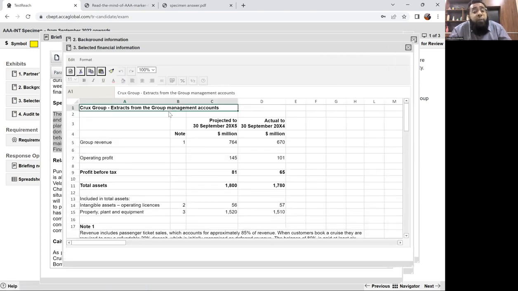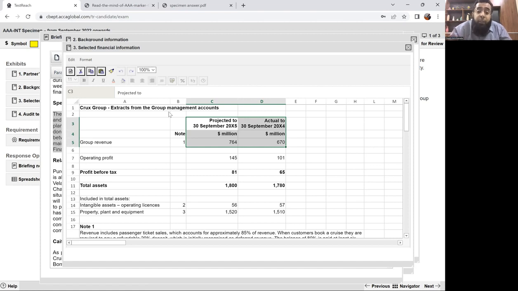Now, Crux Group extracts from the management accounts projected to 30th September 2005, which is the current year, and actual of 2004, which is the previous year. The revenue has increased from 670 million to 764 million. Then operating profit has increased from 101 to 145. Profit before tax increased from 65 to 81. Total assets, if you remember, we calculate the trends from this data, because for every trend we calculate, we get 0.5 marks. Okay. Then included in intangible asset, operating license, property, plant, and equipment.